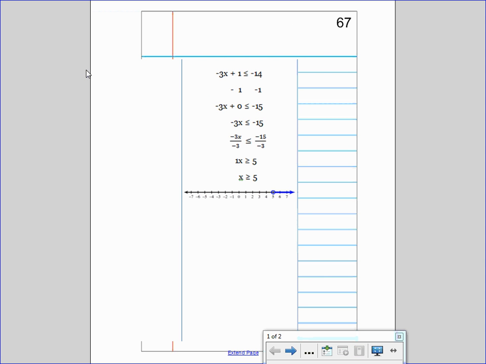This is Unit 5, Lesson 1. We're going to be taking notes on page 67. We'll go back and fill in the notes on page 65 in class next week.